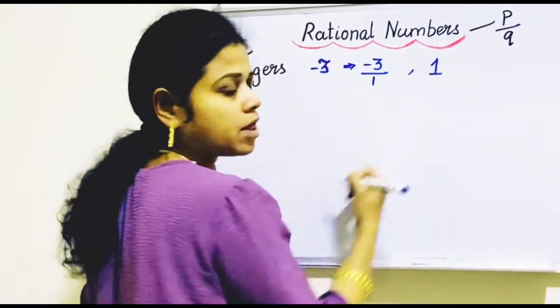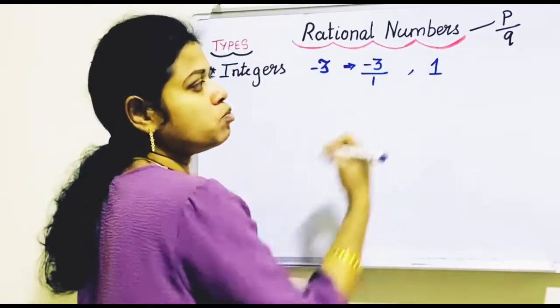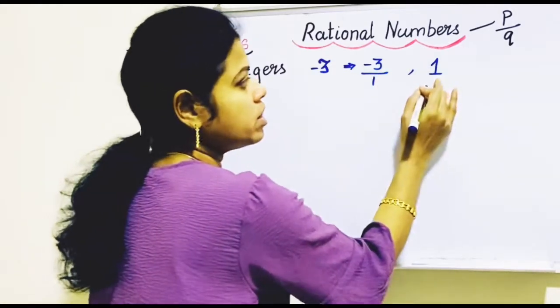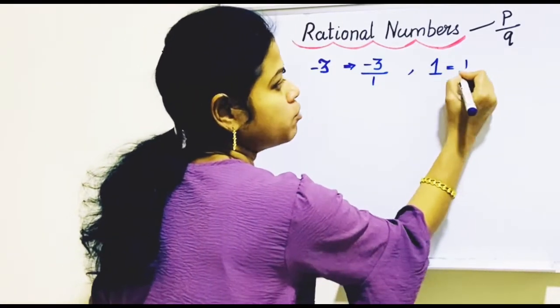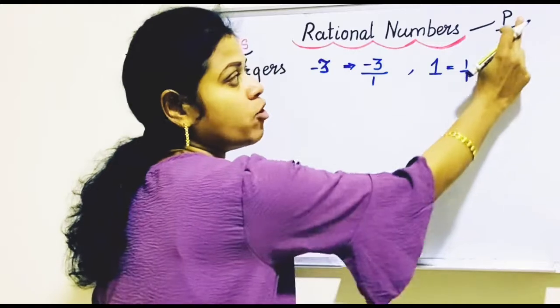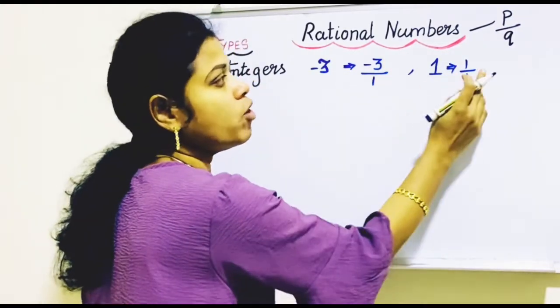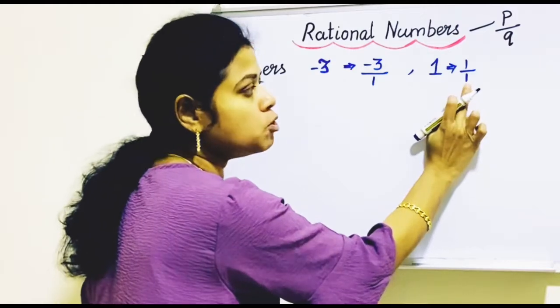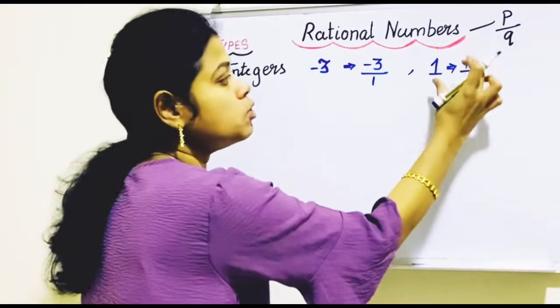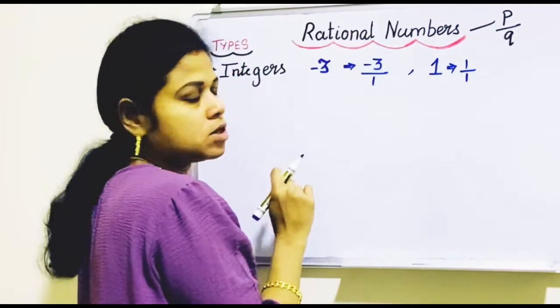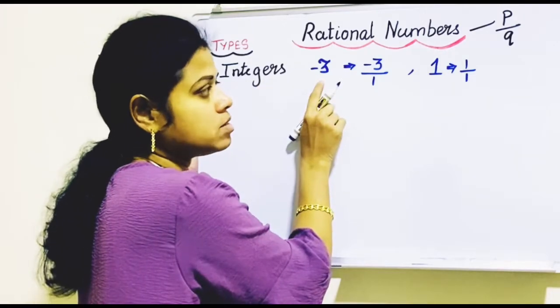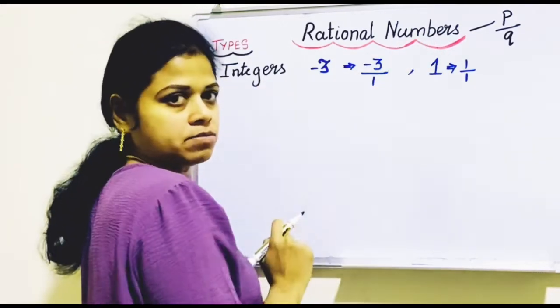Integer 1, is it a rational number? Yes, integer 1 is a rational number. You can write 1 as 1 by 1. It can be expressed in the form of p by q. If you can express a number in the form of p by q, and if this q is not 0, then those numbers are rational numbers. So the integers minus 3 and 1 are rational numbers.